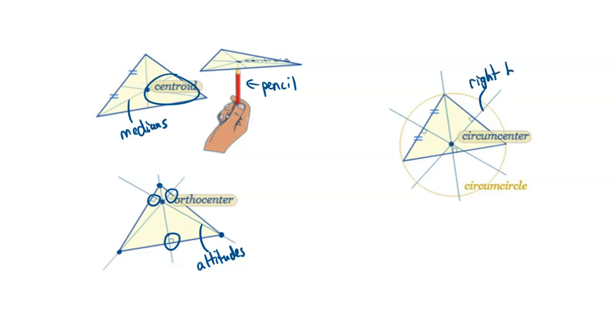Last but not least is where the right bisectors intersect, or the perpendicular bisectors. Some people might call it that. It just means a 90-degree bisector. So 90-degree angle, and it bisects the side. It cuts it in half. And so where those join together, that is called the circumcenter.